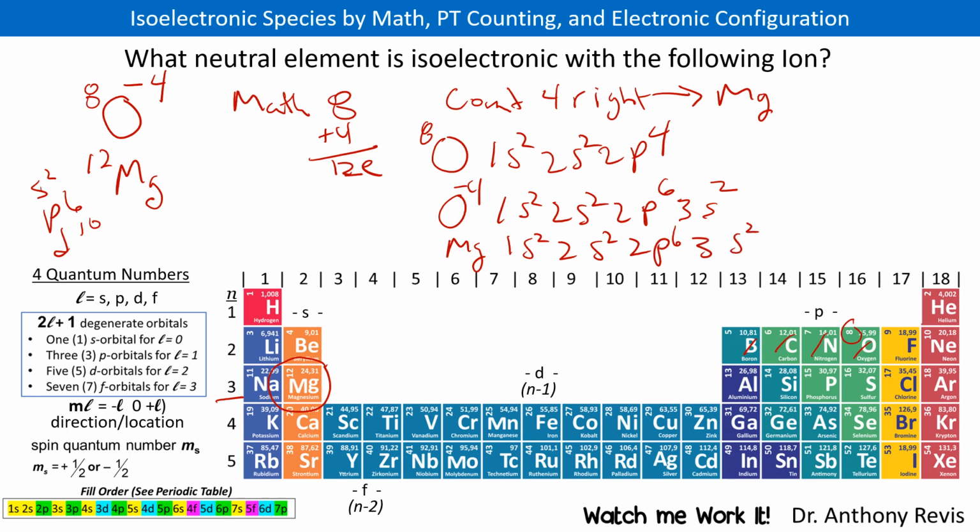And there you have it. So that's how we do these isoelectronic configurations and identify the element that is isoelectronic with the ion. All right.